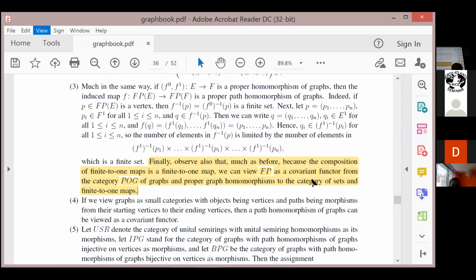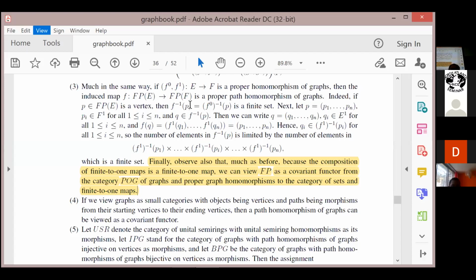As before, because the composition of finite to 1 maps is a finite to 1 map, it makes sense to restrict ourselves to morphisms that are finite to 1, because the composition will preserve it. So we have this category, which we denoted by POG, proper oriented graphs. Now I have proper graph homomorphisms as morphisms and arbitrary graphs as objects. And this is a functor to the category of sets and finite to 1 maps, because as we just proved above, this map F from FPE to FPF will be proper, which means finite to 1. And again, the composition of finite to 1 maps is finite to 1.